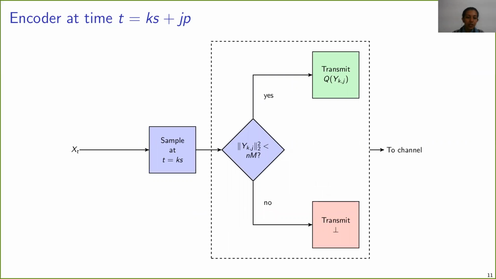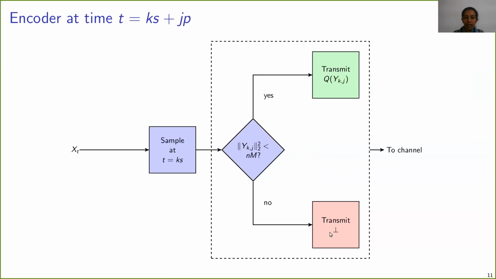So now let us check how the encoder works at each update instant. At each update instant, the encoder checks whether the estimation error is bounded or not. If it is bounded, then it proceeds to transmit the quantized estimation error. If not, then it transmits a special symbol indicating that the encoder has failed to send an update. This happens because, in case the vector is not bounded, our theta epsilon quantizer will not be able to provide a faithful representation of this vector.